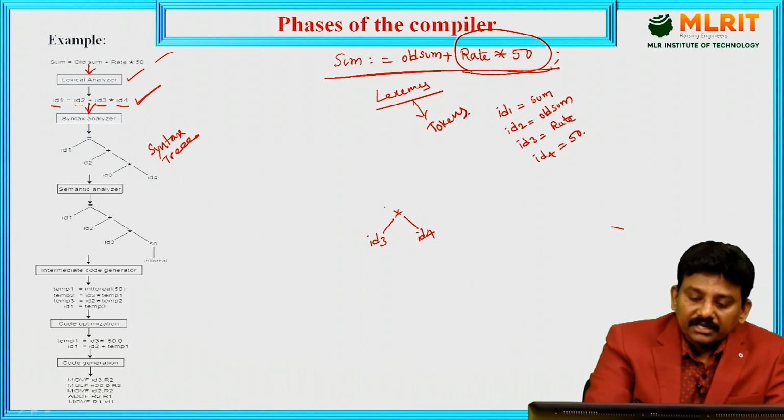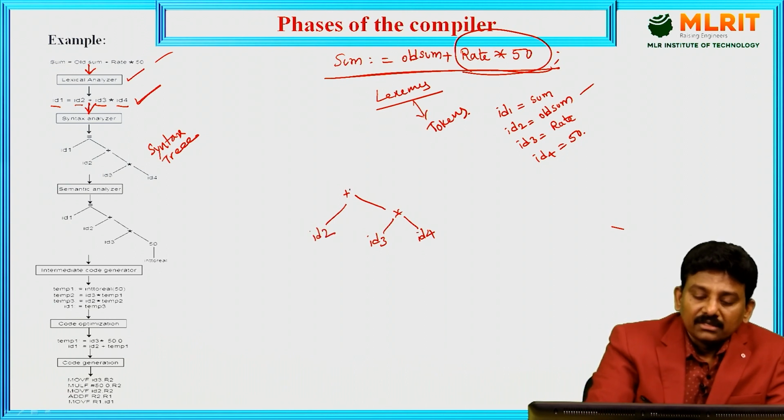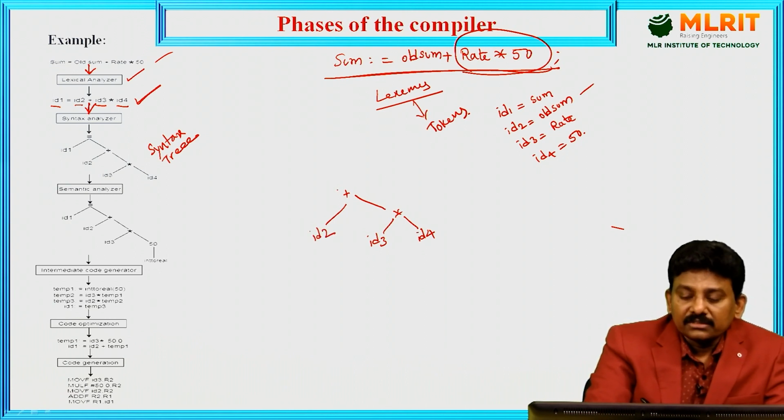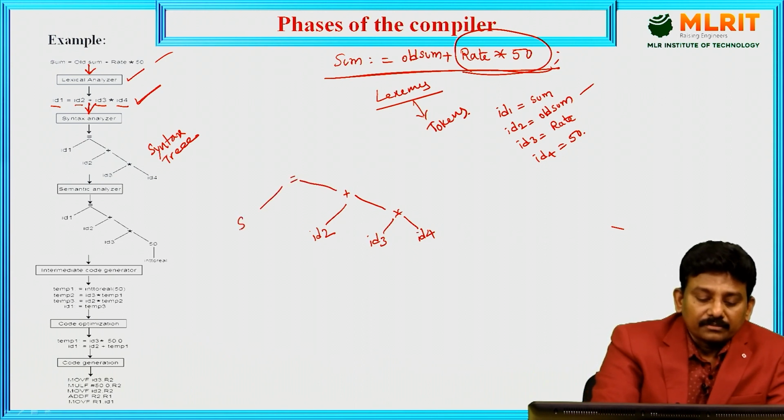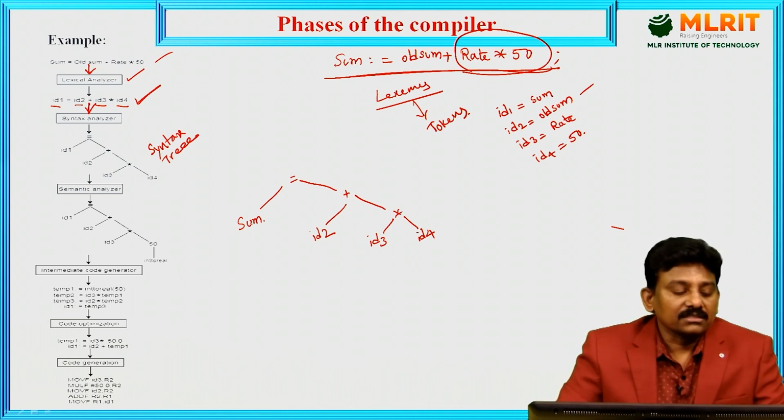So that is added to old sum. The result of rate into 50 is added to old sum. Old sum means identifier 2. So the result of old sum plus rate into 50 is assigned to sum. So this is the parse tree or syntax tree. This syntax tree is given to the semantic analyzer as input.